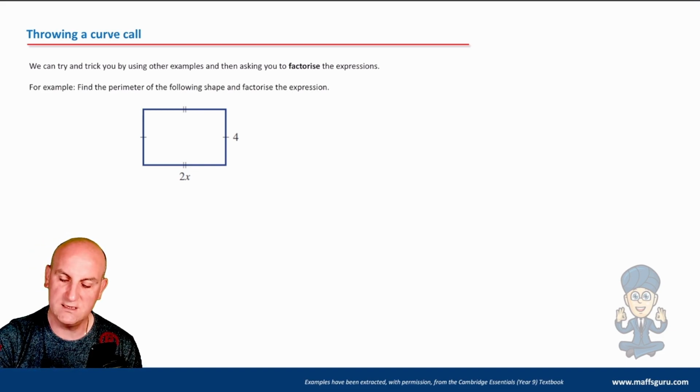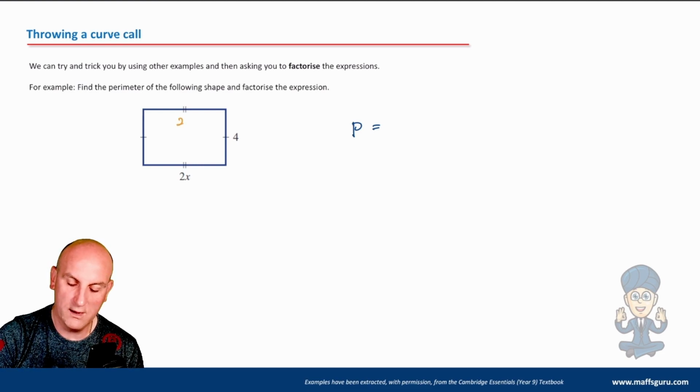Well, okay, first thing I'm going to do is I know that the perimeter is all the way around the edge, and I tend to start and go around and add that length and that length and that length and that length. Have I got all my lengths? Yeah. Well, they've given me 2x and 4. I know that's got to be 2x and that's got to be 4.